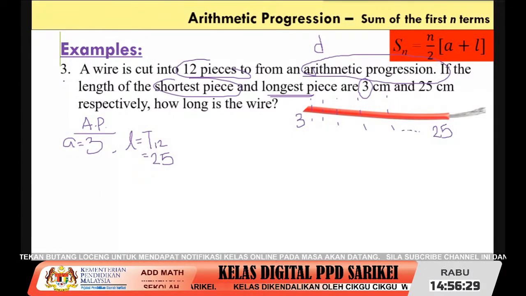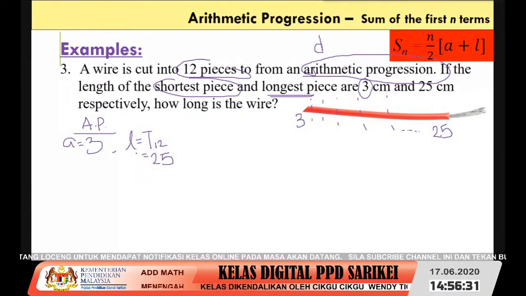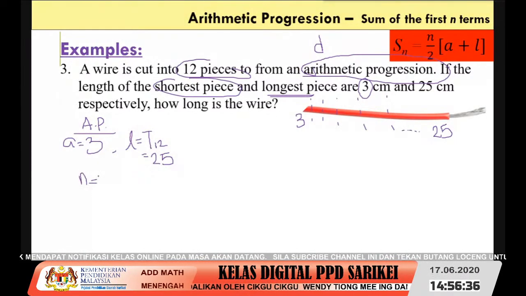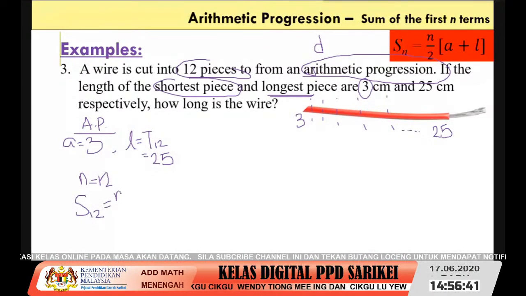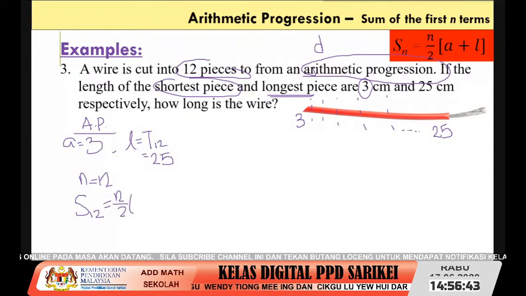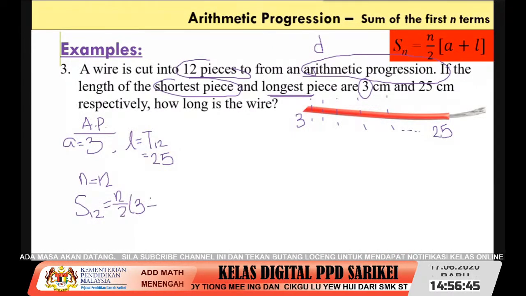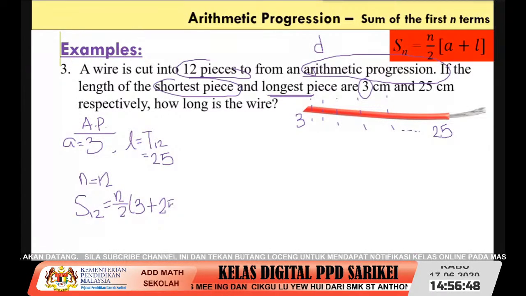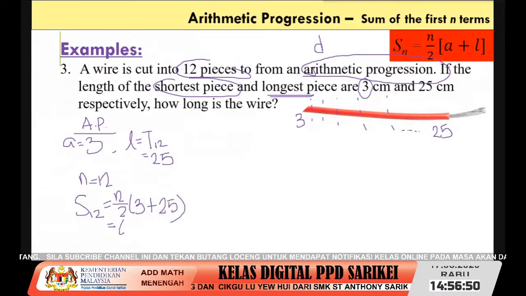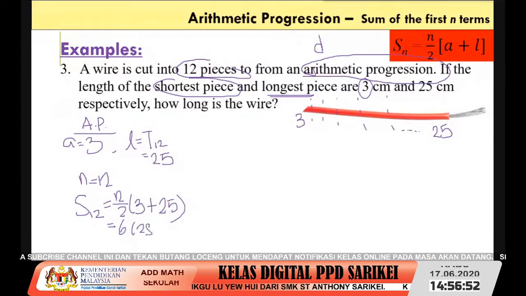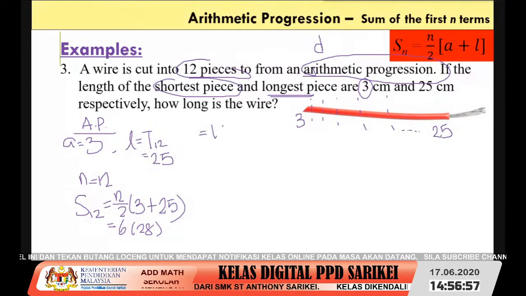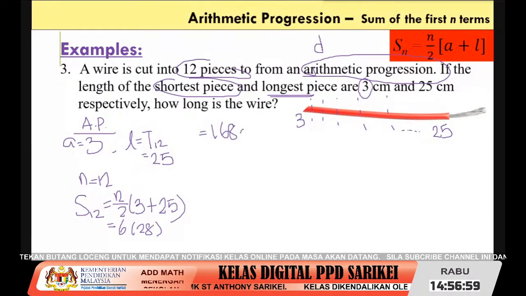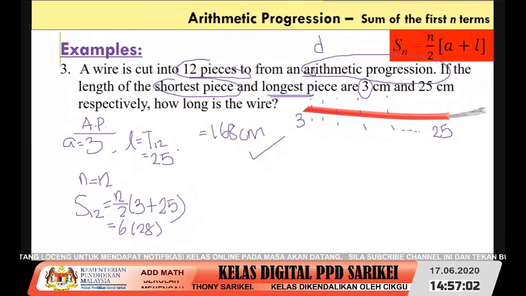Atau you terbalikkan mereka dua, boleh ke? Boleh. So we just try now. How many pieces? n equal to 12. So S12 equal to 12 over 2, sebutan yang pertama 3, sebutan yang terakhir 25. So it's 6 times 28. So the answer is 168 centimeter. So soalan ni tak susah.